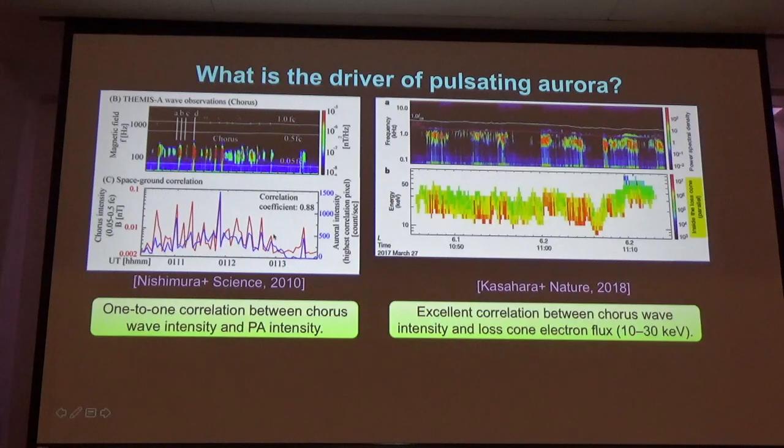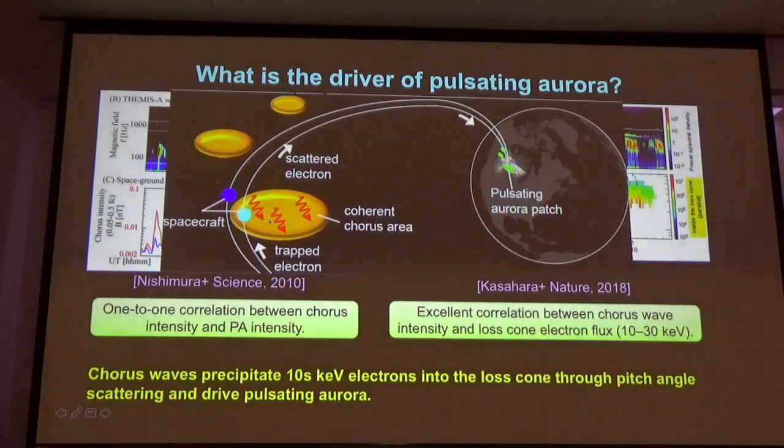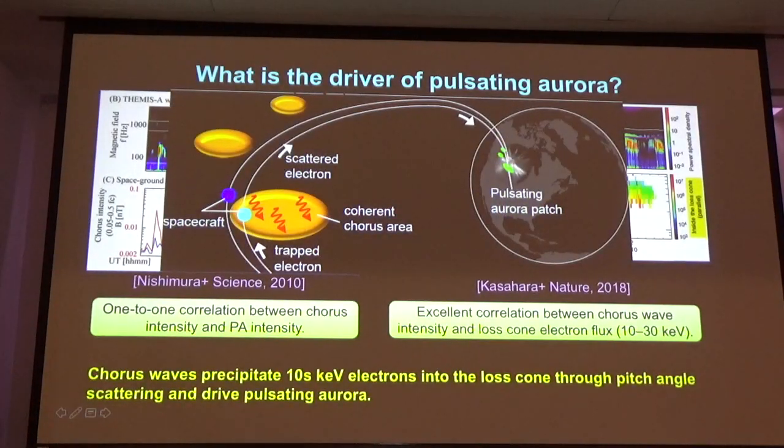And last year, Kasahara et al., using the electron analyzer on the Arase satellite, which has a pretty high pitch angle resolution to resolve the loss cone, reported excellent correlation between the chorus wave intensity and the loss cone electron fluxes. So those studies, together with other studies, strongly suggest that the chorus waves precipitate the tens of keV electrons into the loss cone through the pitch angle scattering and ultimately drive the pulsating aurora.